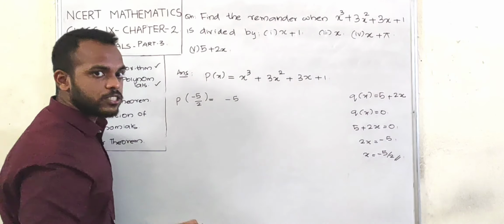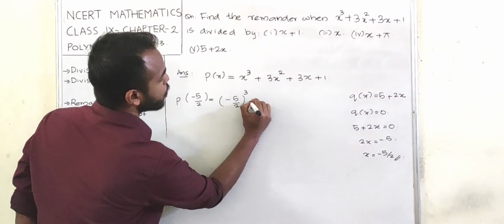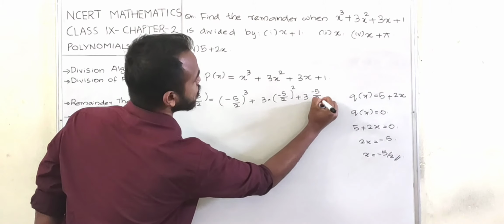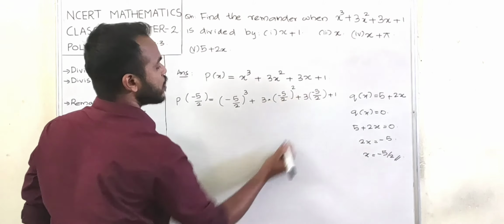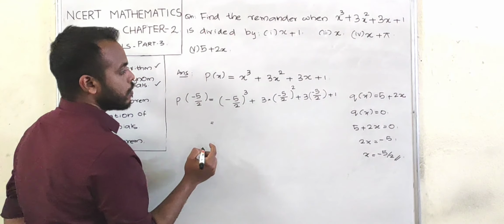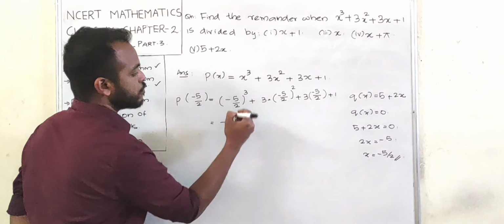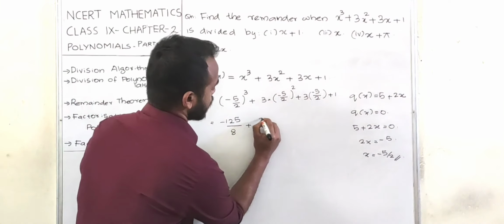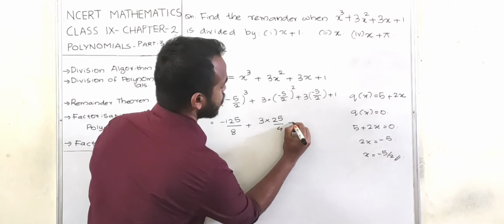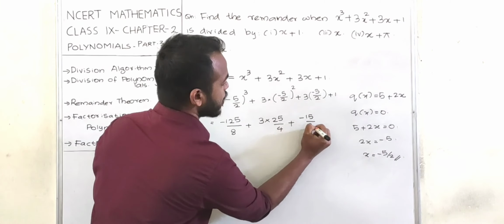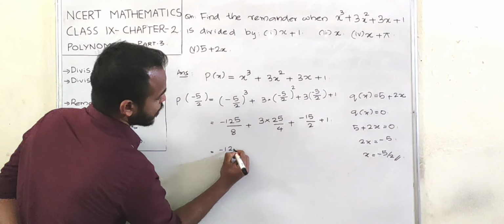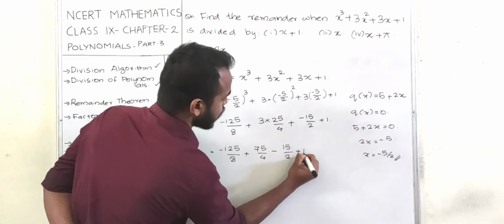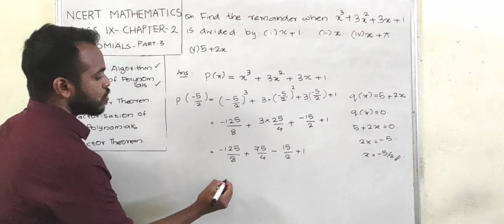So we can easily find the value of P of x at x is equal to minus 5 by 2. Let's see. Instead of x, you put minus 5 by 2. That is minus 5 by 2 whole cube plus 3 into minus 5 by 2 whole square plus 3 into minus 5 by 2 plus 1. Now it's all about simplification. Minus 5 whole cube is minus 125 divided by 2 cube is 8, plus 3 into minus 5 square is plus 25. So it happens 3 into 25 divided by 4, plus 3 into minus 5 is minus 15 divided by 2, plus 1. Now you can write minus 125 by 8 plus 75 by 4 minus 15 by 2 plus 1. Now you just need to simplify this one and you will get an answer. So this is how it is to be done.